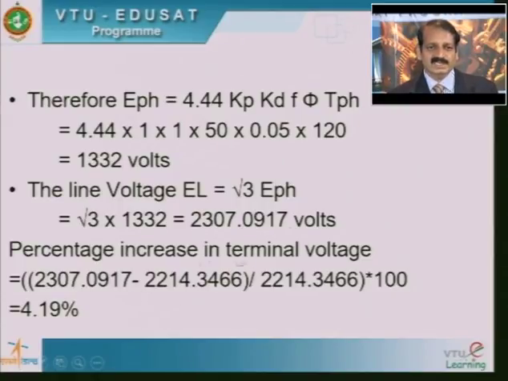So, percentage increase in terminal voltage we will get with concentrated winding 2307 with the distributed winding 2214 divided by, or this difference expressed as the percentage of 2214 into 100. So, we will get 4.19. That means, with the concentrated winding we will have 4.19% increase in the induced EMF.